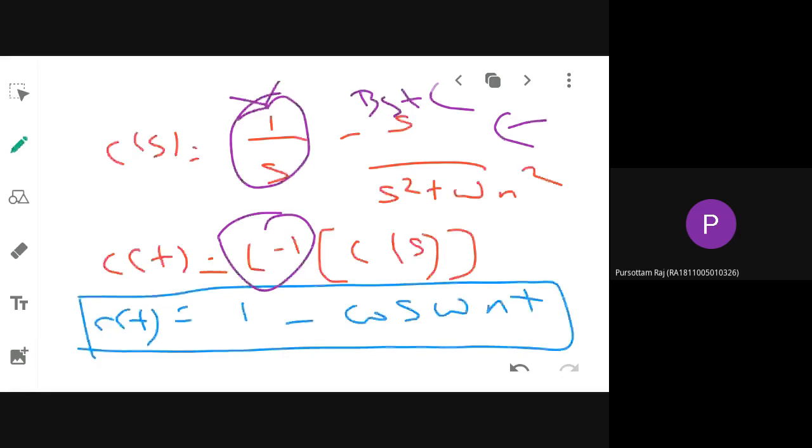Inverse Laplace transform of S divided by S squared plus A squared is what? Cos at. So here instead of A you are having omega n, so you will be writing cos omega nt. So what is the final expression for your time response? 1 minus cos omega nt. Because of the presence of that cos factor only, the system is completely oscillatory.